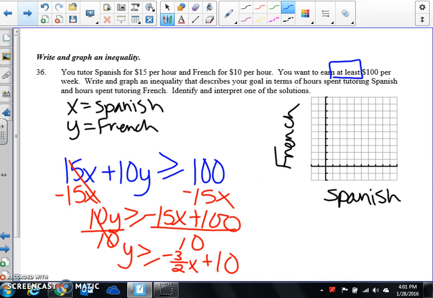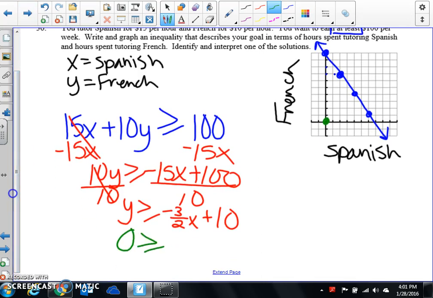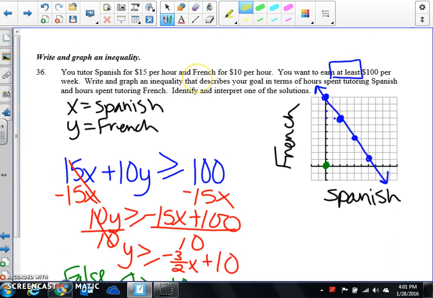I go to +10 on the y-axis, 1, 2, 3, 4, 5, 6, 7, 8, 9. And my slope is -3/2. So down 3, 1, 2, 3, over 2. Down 3, over 2. And you can keep going if you want to. It's got that equal sign under there, so it's a solid line. And then I use my test point 0, 0. So, is 0 greater than or equal to 10? No, that is false. So I go the opposite way. So I take my highlighter and I highlight the opposite.